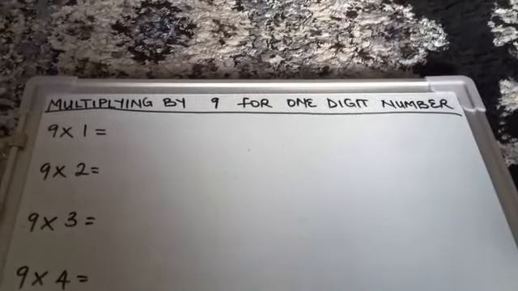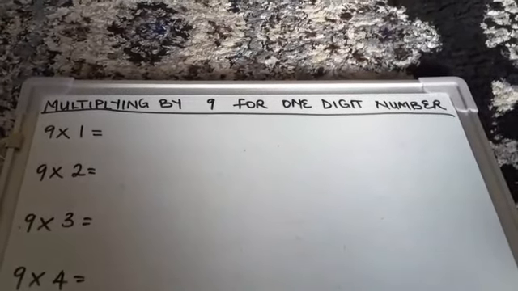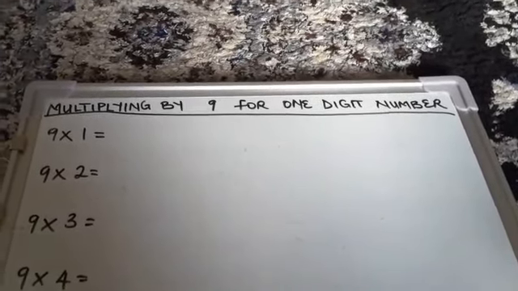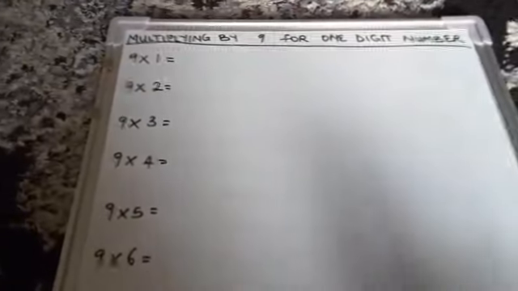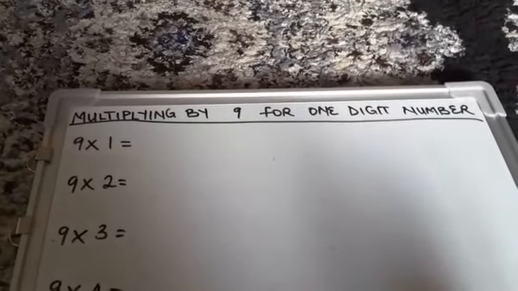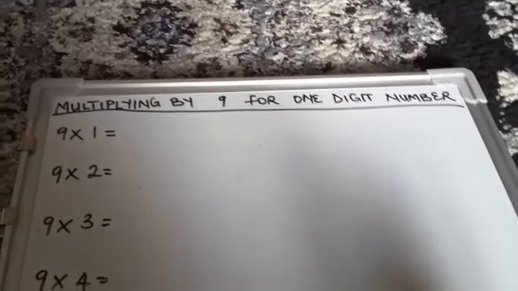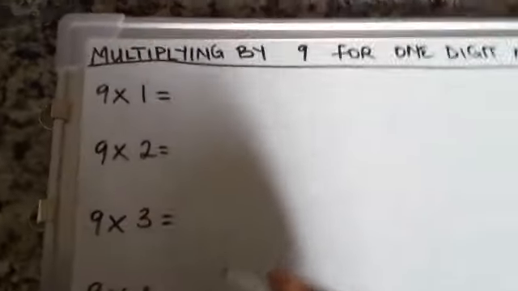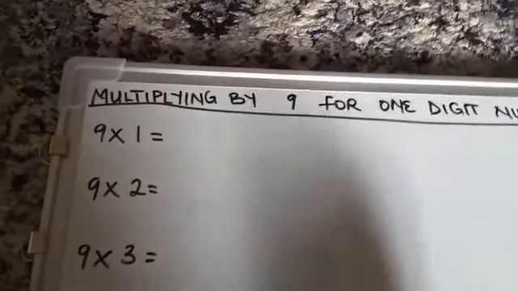I'm here again with another topic, multiplying by 9 for one digit number. From my board, you can see 9 multiplied by 1 up to 10. It's just for one digit number, but it also works for number 10. So let's do it. It's a math trick that will help you to easily multiply any one digit number by 9. If you have 9 multiplied by 1, let's start there.